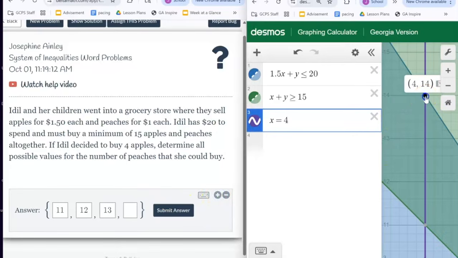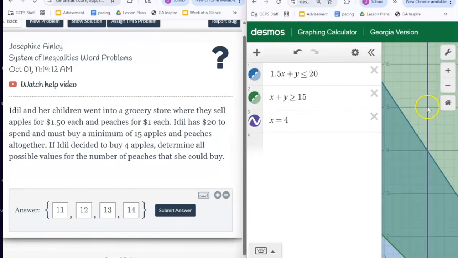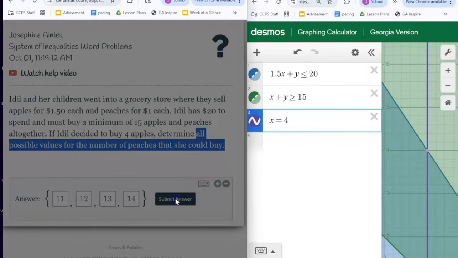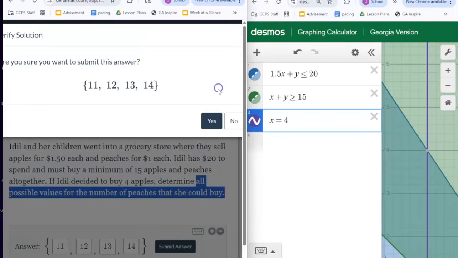And then can I have 14? Yes, because this is a solid line. So that's going to be 14. Can I have 15? So can I have 4 apples and 15 peaches? No, because now I'm not in my solutions. So these are all the possible values that I could have: 11, 12, 13, and 14 peaches.